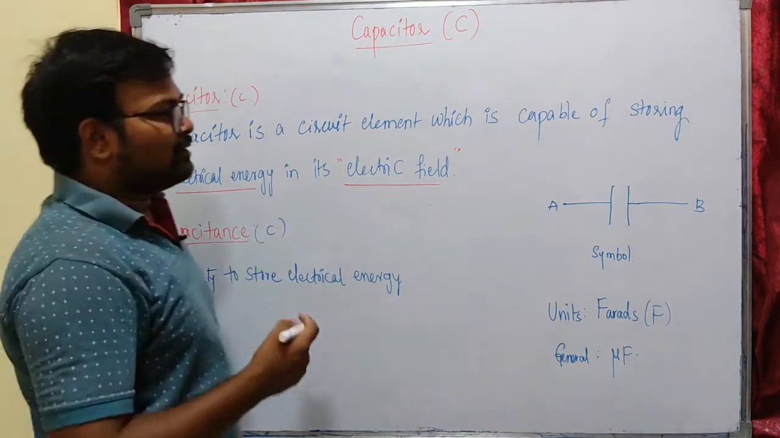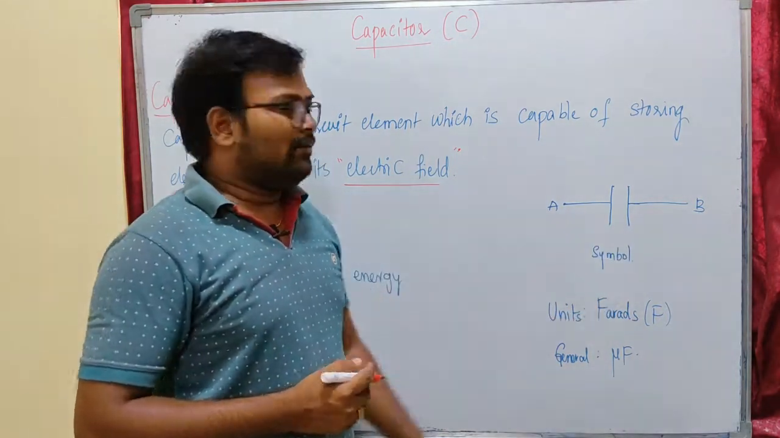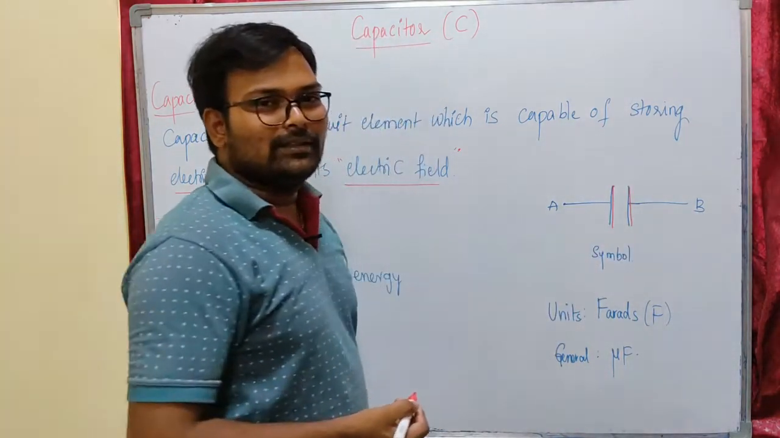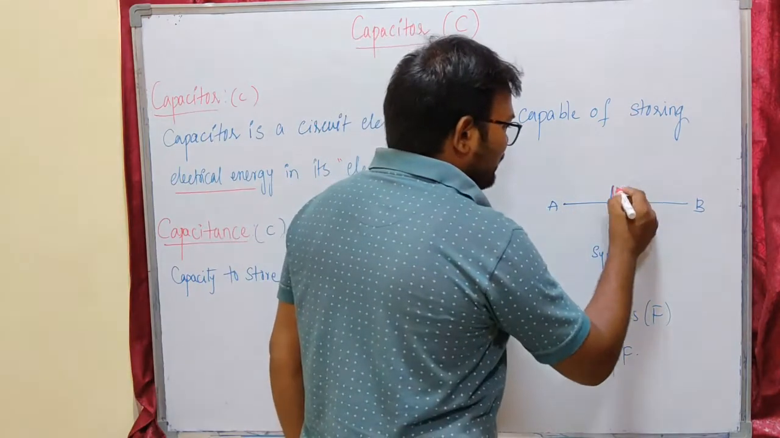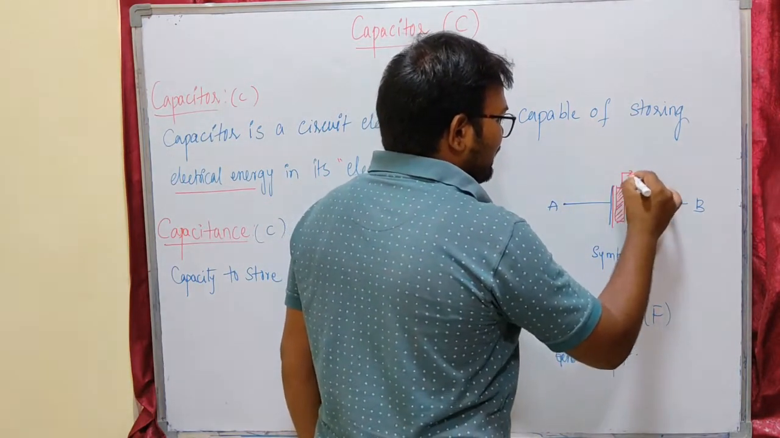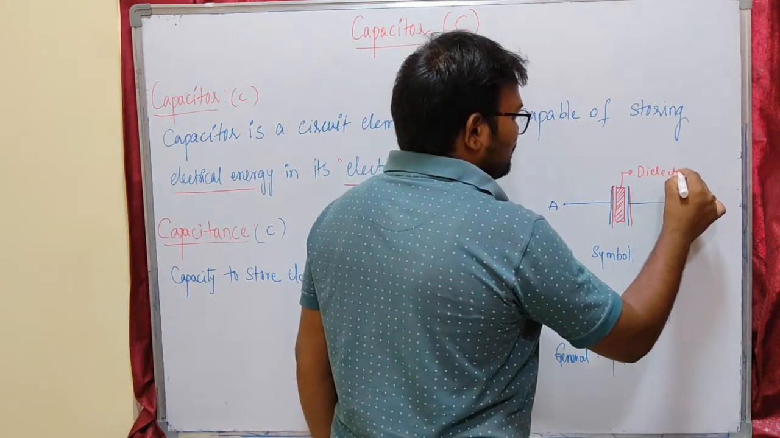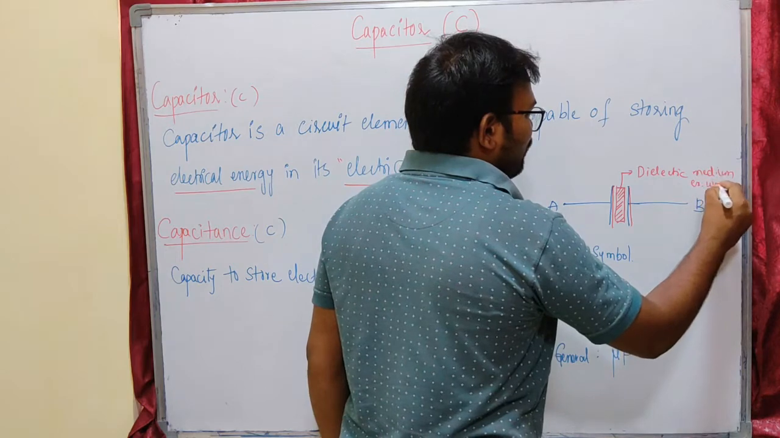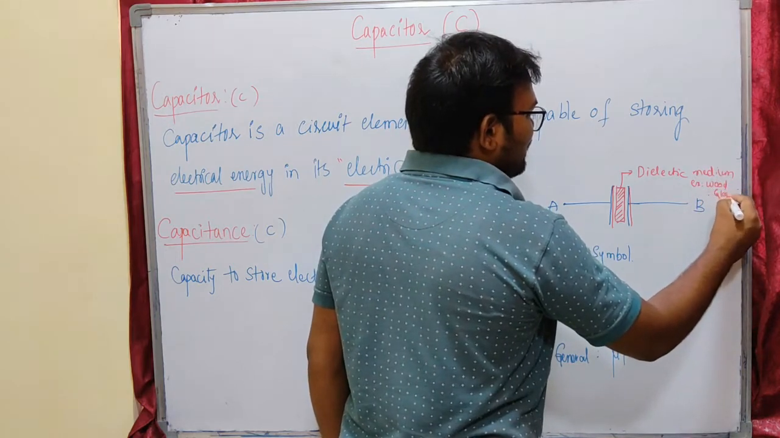Okay, so now let us see what a capacitor is. This is the capacitor symbol. That means it has two plates which are in parallel. These are the two plates. Now these two plates will be separated by a dielectric medium. A dielectric medium is a type of medium. Examples are wood, glass, etc.